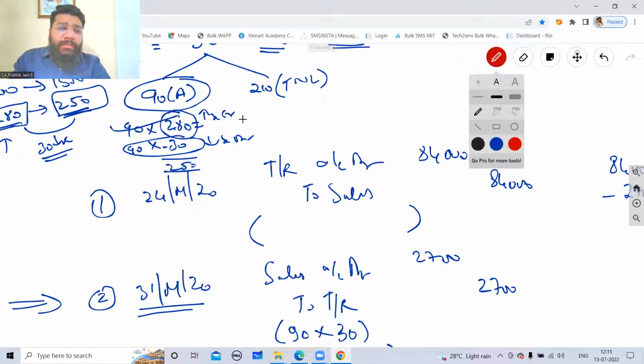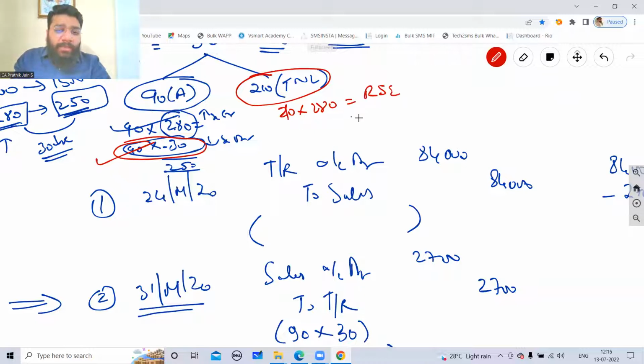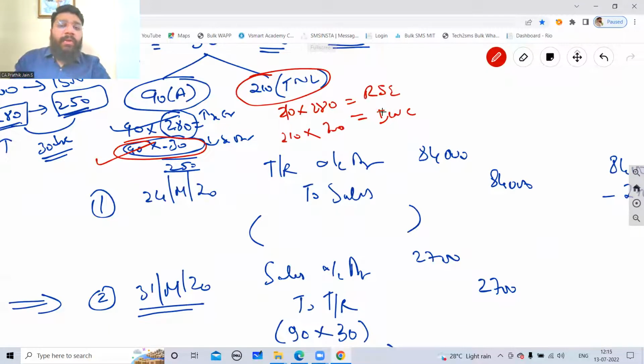Now guys, for these 90 machines, the reduction in sale value has been recorded. What happened to the balance? Balance 210, there is no intimation. So for this 210 into 280, I need to reverse my sale entry. And for the same quantity, I need to record inventory with customer. So for 210 into the cost price, what is the cost price? 200. You have to record the inventory with customer.